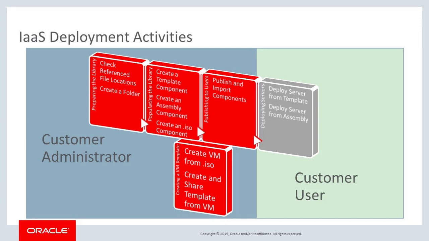Before a self-service user can deploy templates and assemblies, the self-service administrator has to prepare the software library, then prepare templates and assemblies that can be published and shared with self-service users. When adequate resources are provided to self-service users, they can then request servers from the self-service portal. The servers are deployed from templates and assemblies for which users have permission to access. Now, let's deploy a template.